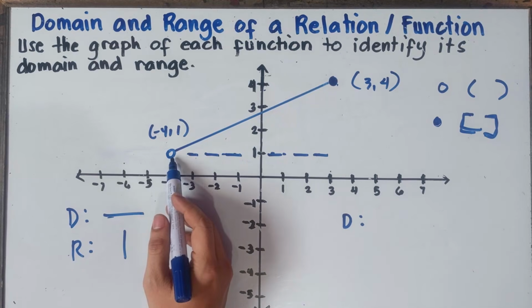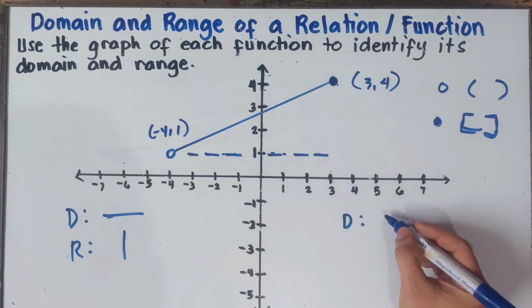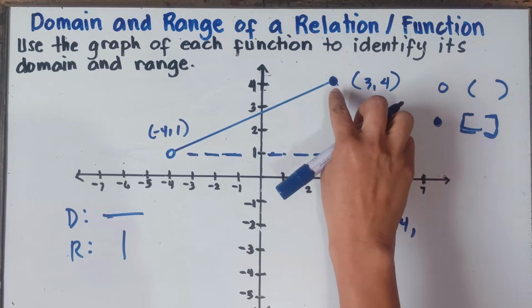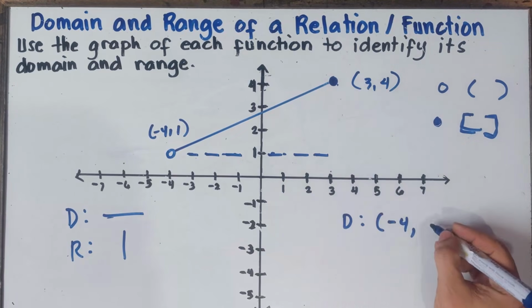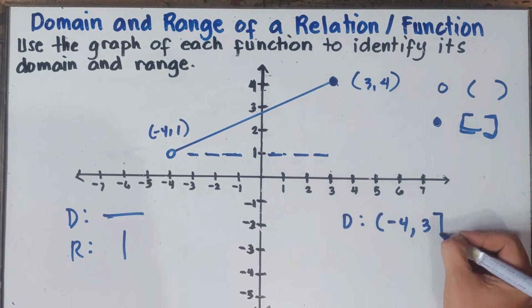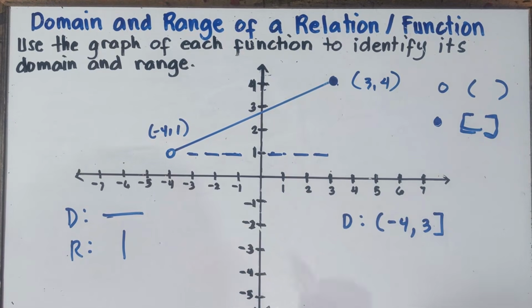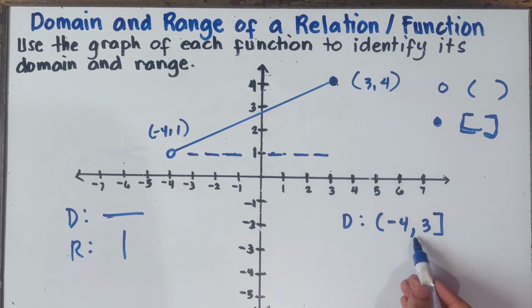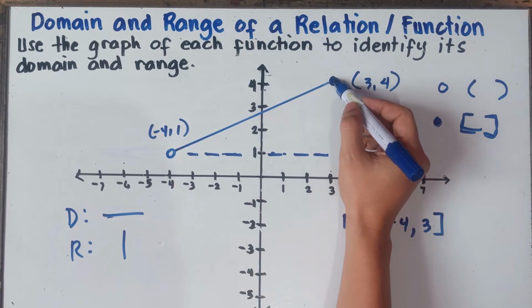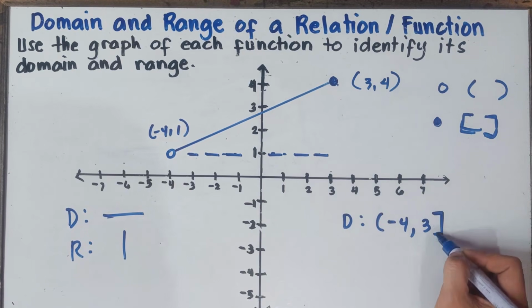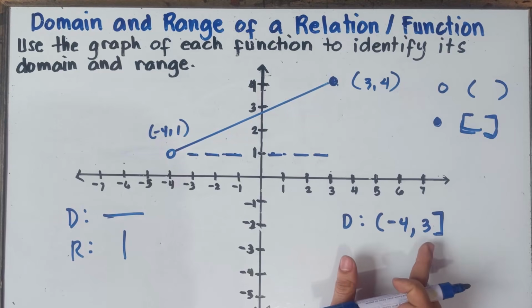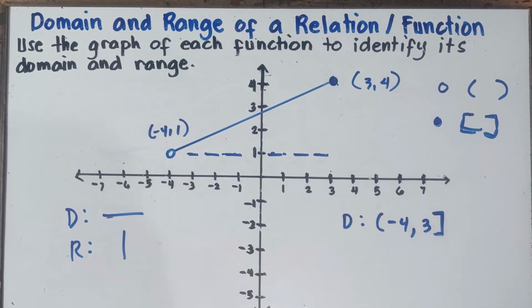Now, since we have an open circle at -4, we use parentheses: parentheses, -4, comma, then we have a closed circle, so +3 and then a bracket. Since +3 is a closed circle, we use a bracket. So our domain is parentheses, -4, comma, +3, and then bracket. And that would be the domain, class.